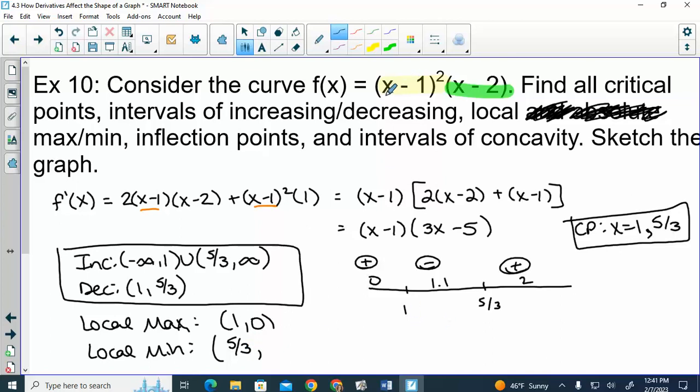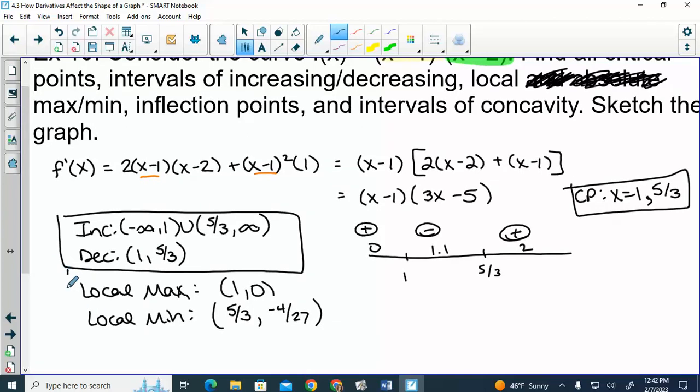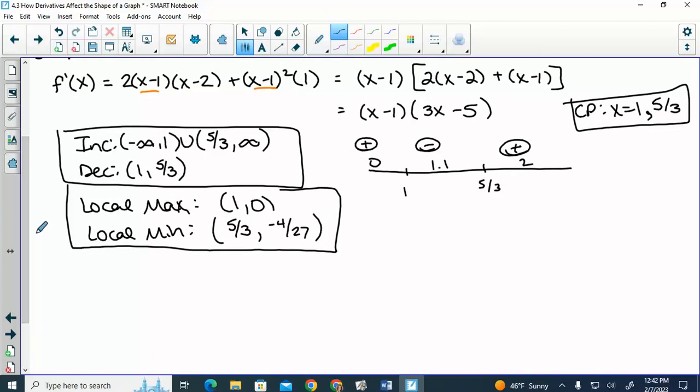Okay, so 5/3 times 2/3 squared is 4 times negative 1/3, negative 4 over 27. You guys checking me? Yep. Okay, thank you. How do I get inflection points? The second derivative. Okay, I'm just going to do it from here.